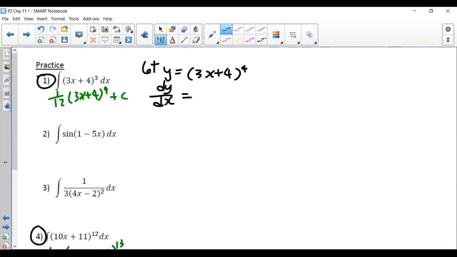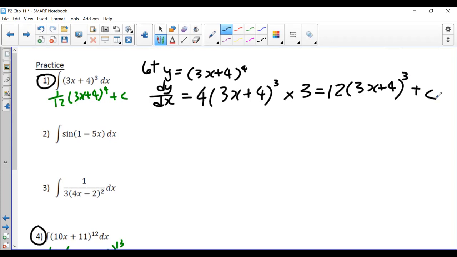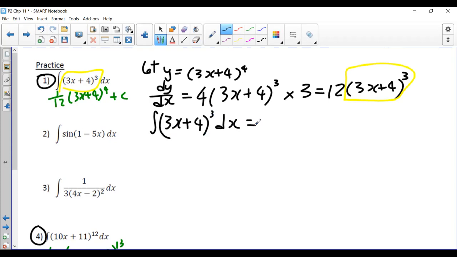So differentiate this one from the outside to inside. Power 4, (3x + 4)^3. Differentiate inside is 3, so that's 12(3x + 4)^3, and not plus c in here. So I can tell my algebra part is matching with the question, so I know the reverse chain rule works. My last step is just to rewrite the question and balance the coefficient. From 12 to just 1, I need to multiply by 1/12 of my guessed answer, (3x + 4)^4 plus c.